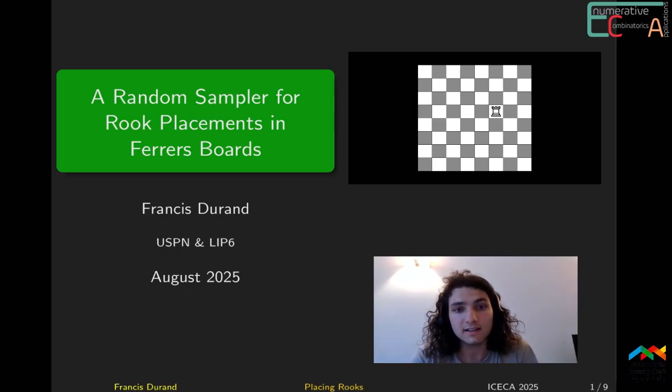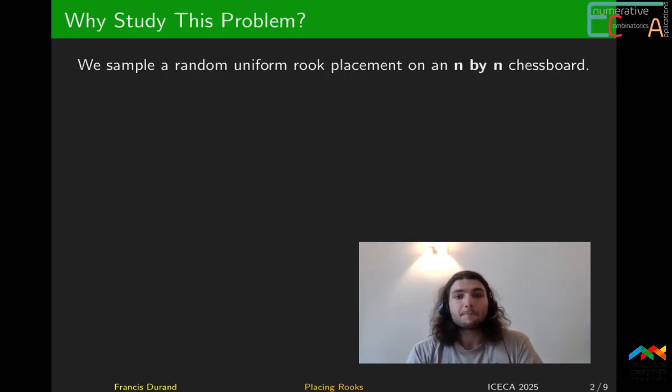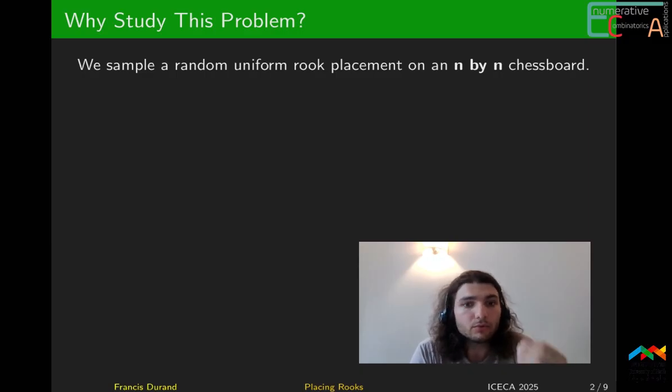That is to say, placements of 0, 1, or any number of rooks, such that no rook can attack another one. Our goal is to uniformly sample a rook placement on a chessboard. That is to say, all the rook placements should have the same probability of being drawn.